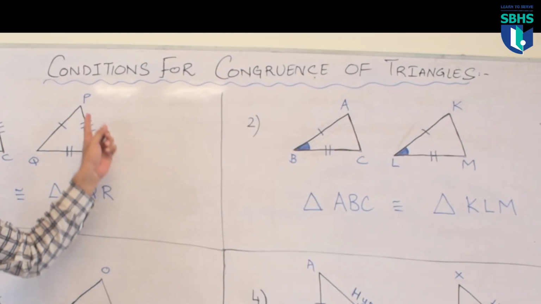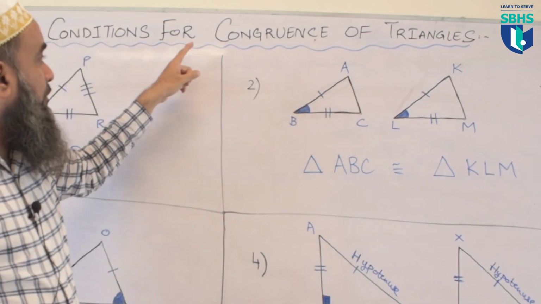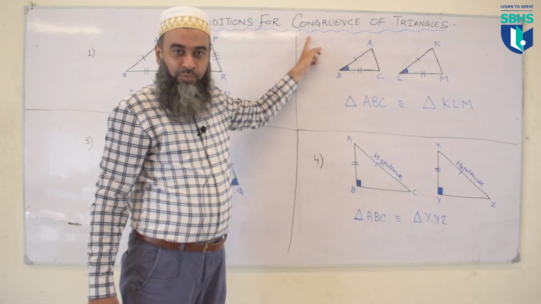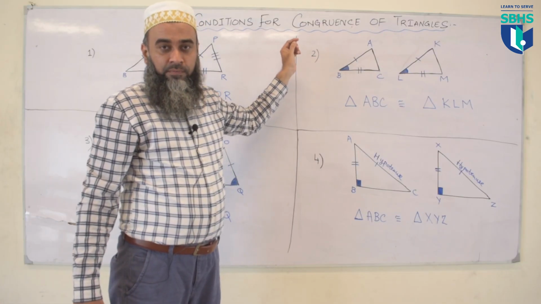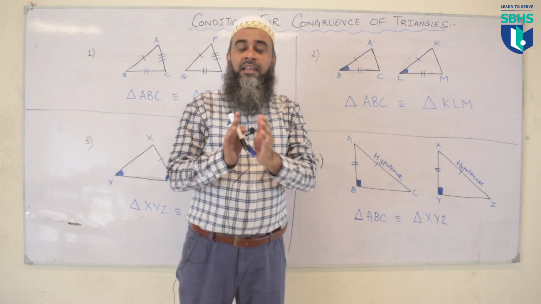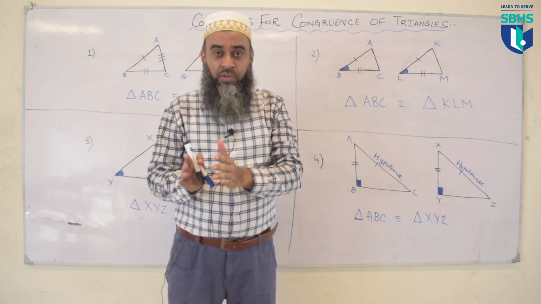Today our topic is conditions for congruence of triangles. The main word we want to focus on is congruence. What does congruence mean? Congruent means two things which have the same shape and size are congruent to each other.